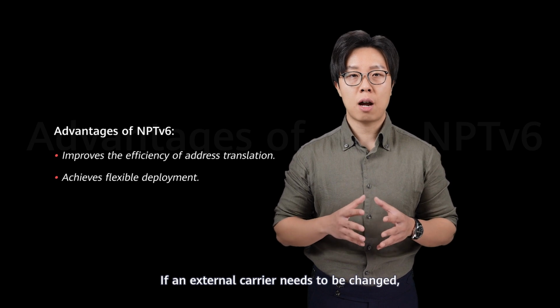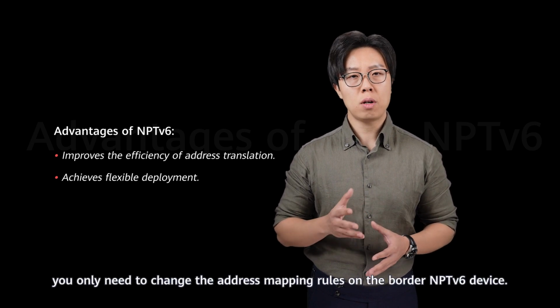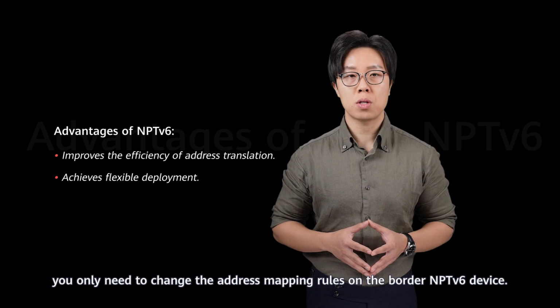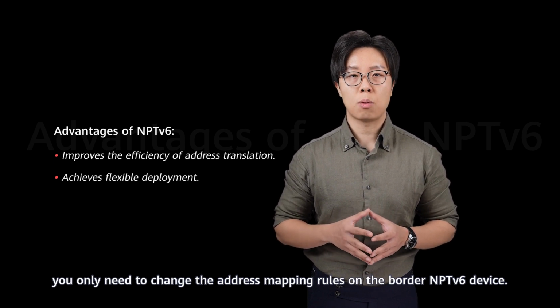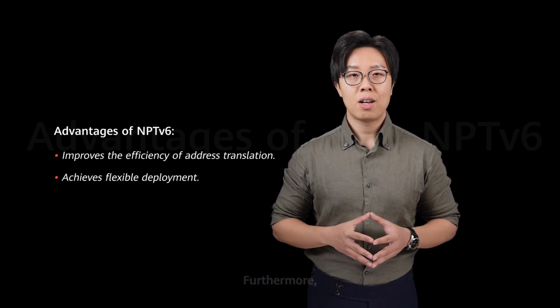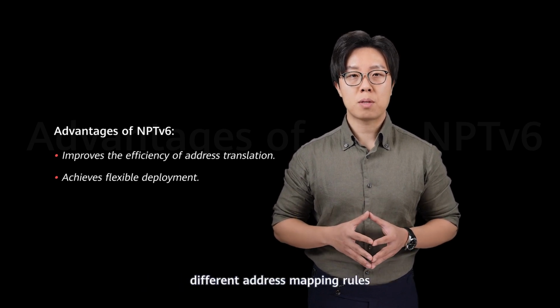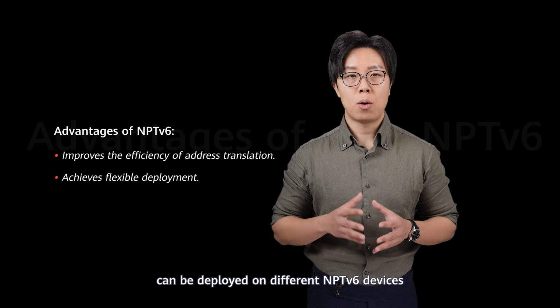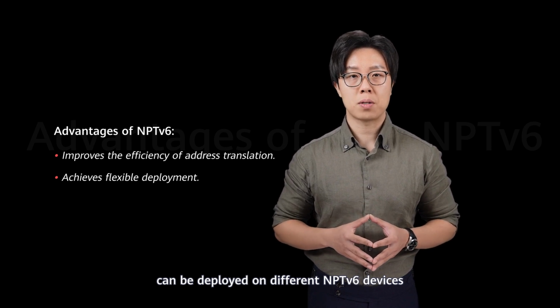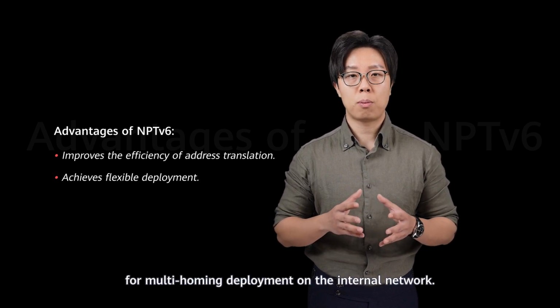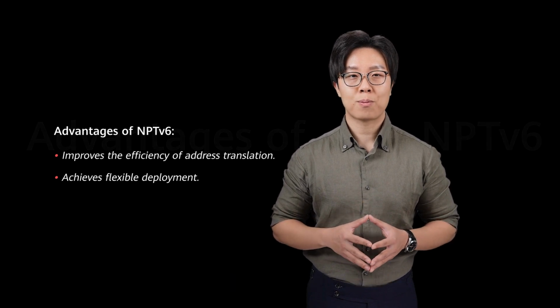If an external carrier needs to be changed, you only need to change the address mapping rules on the border NPTv6 device. Furthermore, if multiple carrier networks need to be accessed, different address mapping rules can be deployed on different NPTv6 devices for multi-homing deployment of the internal network.